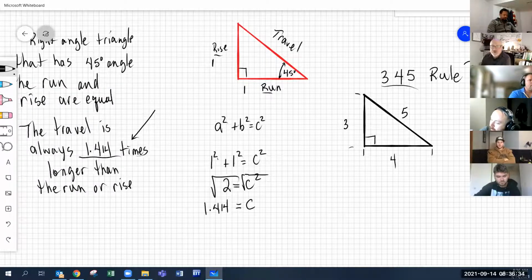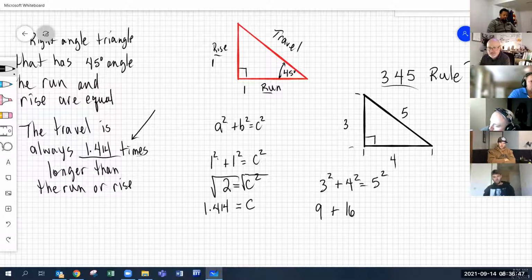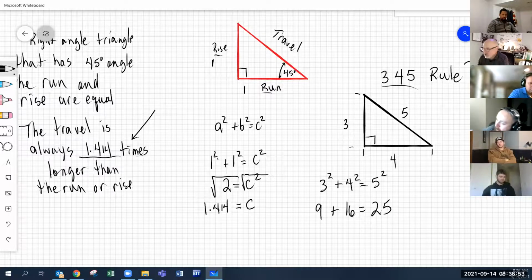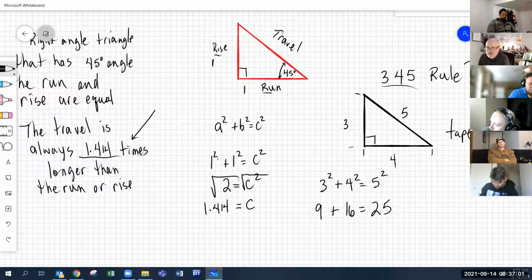And Pythagorean theorem tells us that. If I said 3 squared plus 4 squared is equal to 5 squared, well, we can figure that out. Look, 3 squared is 9, 4 squared is 16, 5 squared is 25. Look at that, it works. So on the break, which we're going to take right away, I want you to get a tape measure.